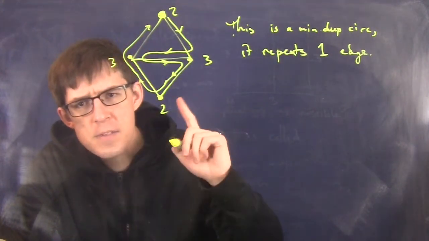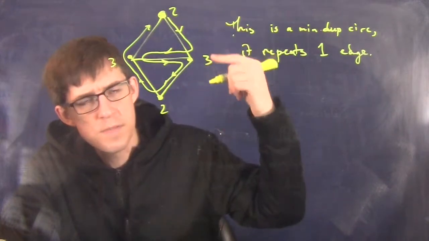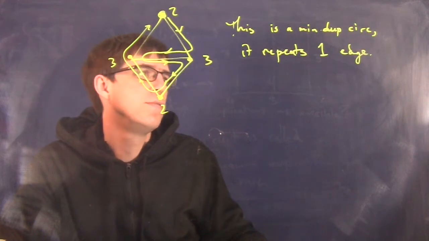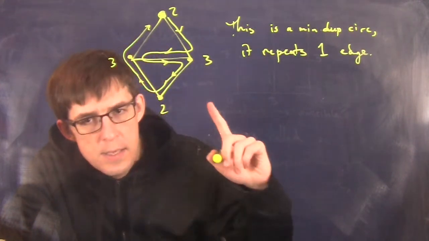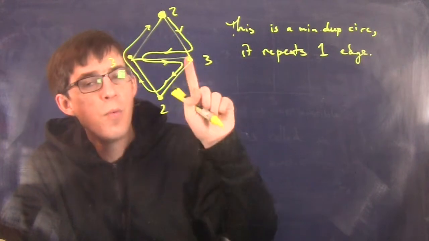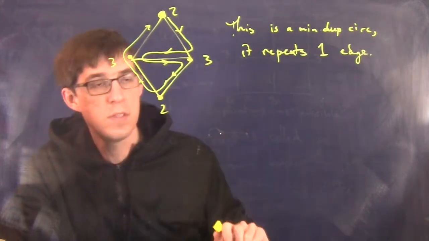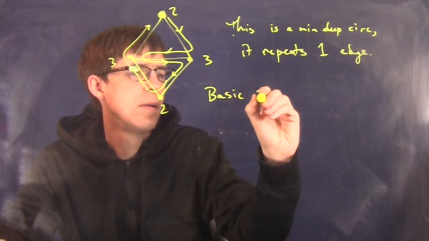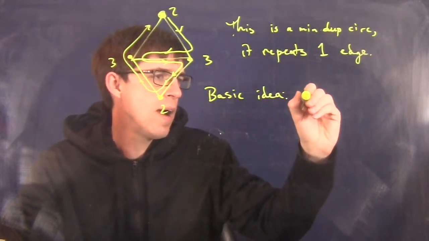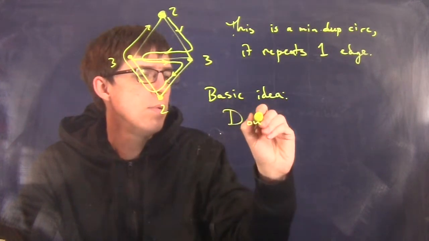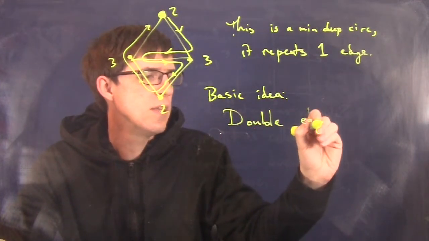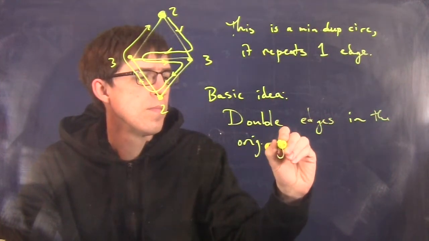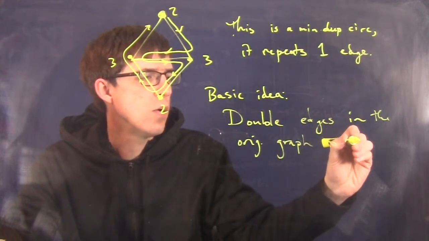How could you find this if you didn't know? This one is small enough that you could probably just figure it out. But if you didn't know already how to do this, how could you find a minimum duplication circuit? Here's the idea. Actually, in this example, the one to be duplicated must be the one across the middle. Here's the basic idea. You look at the original graph, and we are going to double edges in the original graph to make all degrees even.